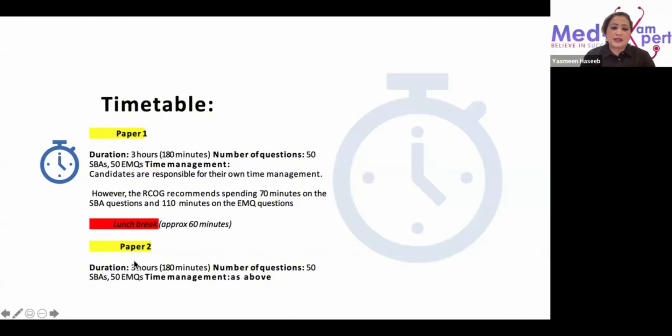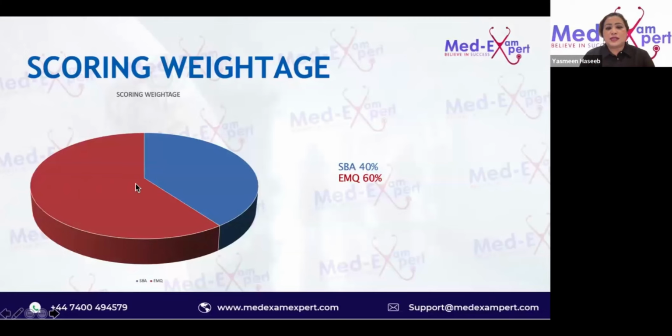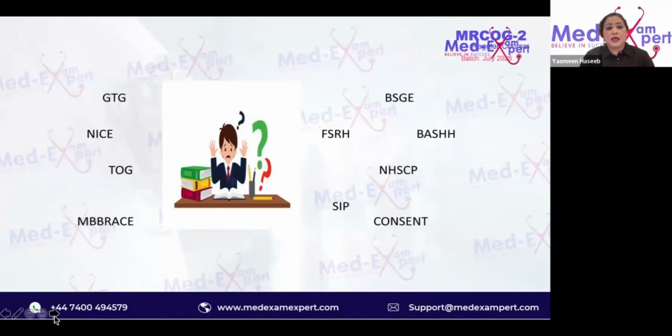Then there is a lunch break, and then comes paper 2 with similar time and a similar number of questions. So here is the scoring system. As I said, SBAs are 40% and the EMQs part is 60% of the total exam.